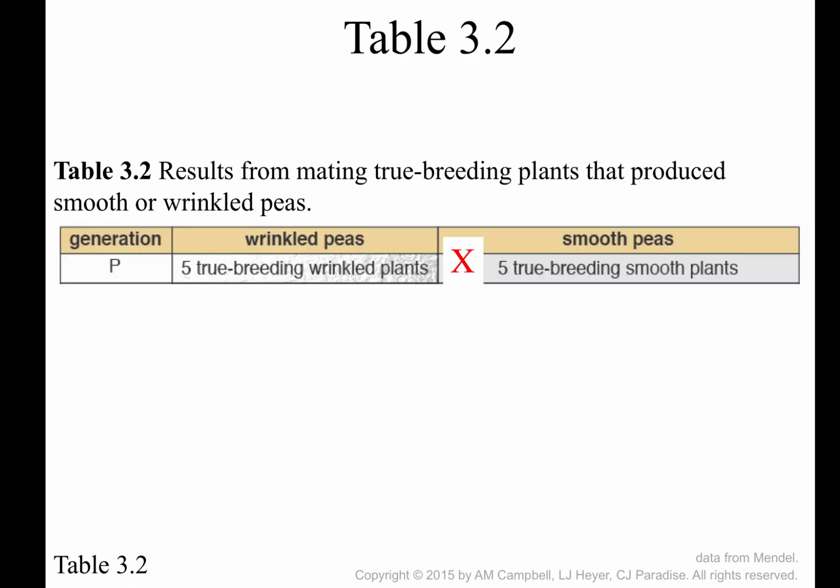It wasn't just in pea color. He also looked at other true breeding characteristics of these pea plants. He actually had 7 different traits, looking at flower color and the length of the stem. But just looking at one other one to show you that it works the same way, he took a true breeding pea plant that had wrinkled seeds, that when crossed with itself always produced wrinkled seeds, and this plant, when it reproduced with itself, always had smooth seeds.